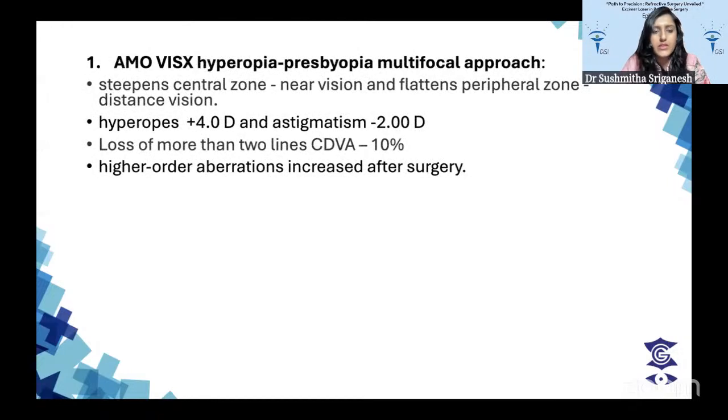So a little bit more about these machines and procedures. The AMO VISX was one of the first. It steepens the central zone for near vision and flattens the peripheral zone for distance vision. It can be performed in hyperopes up to +4 diopters and correct astigmatism up to -2 diopters. However, studies have shown a loss of 2 lines or more of CDVA in around 10% of the patients. Also, the surgery itself increases the higher order aberrations.